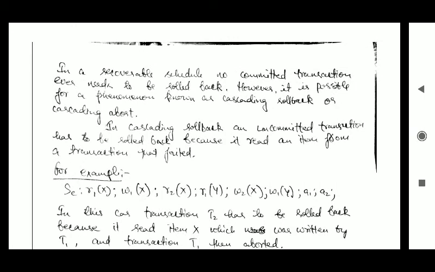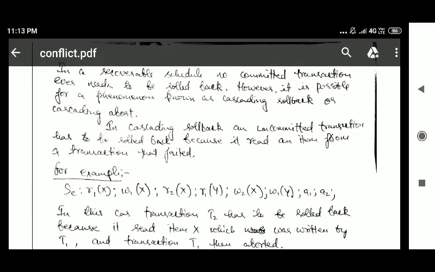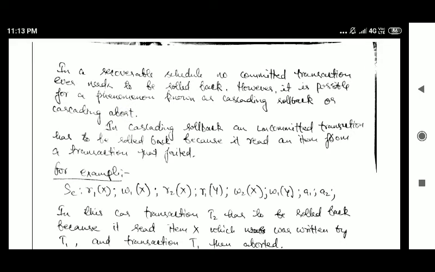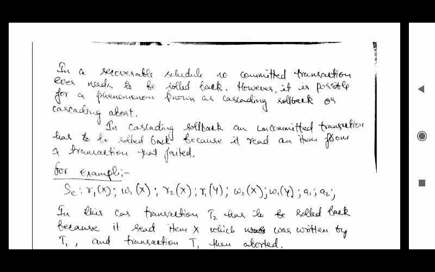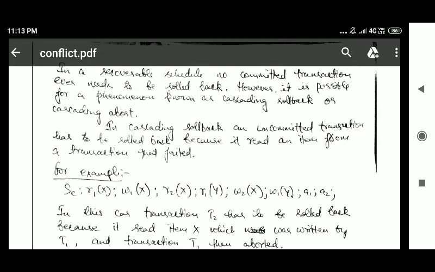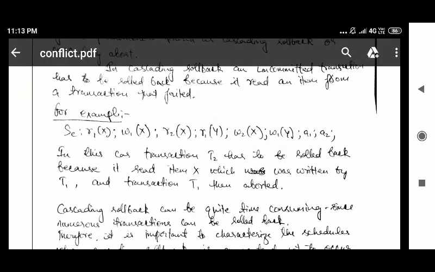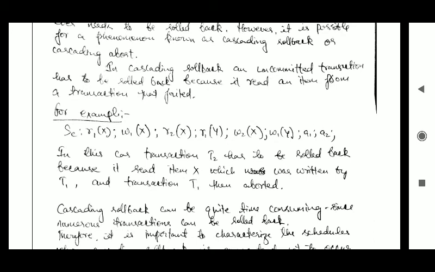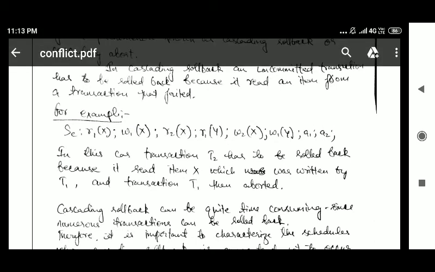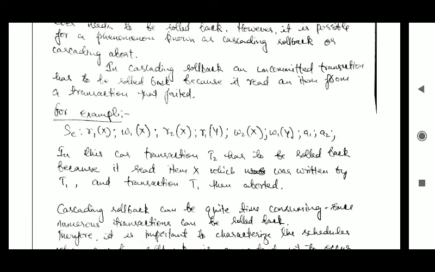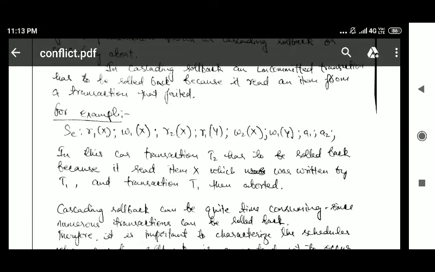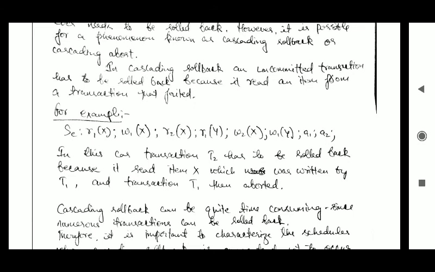So in a recoverable schedule, no committed transaction ever needs to be rolled back. However, it is possible for a phenomenon known as cascading rollback or cascading abort. In cascading rollback, an uncommitted transaction has to be rolled back because it read an item from a transaction that failed. For example, consider this schedule SE. First, transaction T1 reads X, then transaction T1 writes X, then transaction T2 reads X. So transaction T2 reads a data item X which was written by transaction T1.